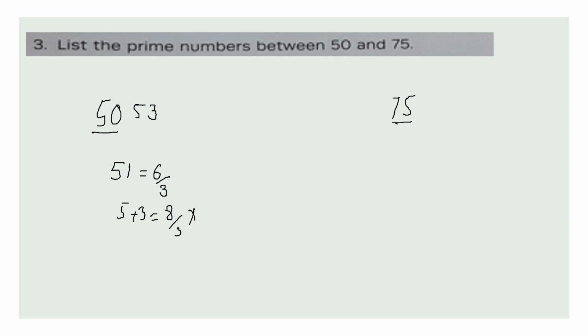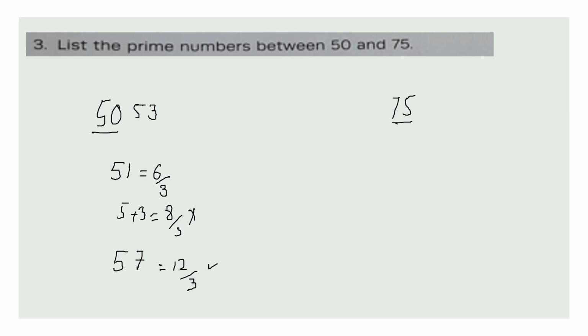56 is even. 57, let's check 57. 5 plus 7 is 12, and 12 is divisible by 3. So this cannot be a prime number because it's divisible by 3. So we can't write 57 here.